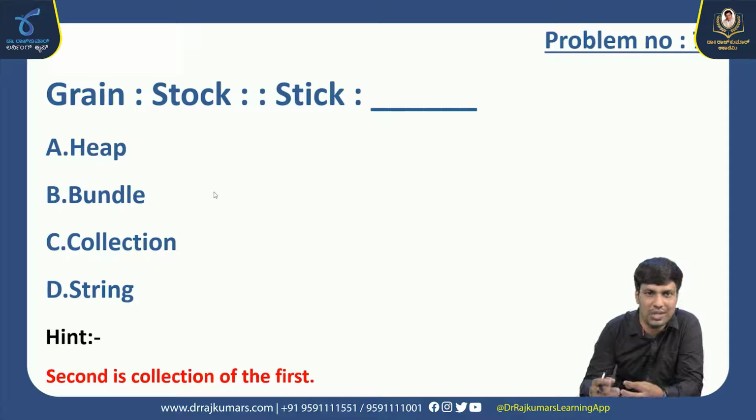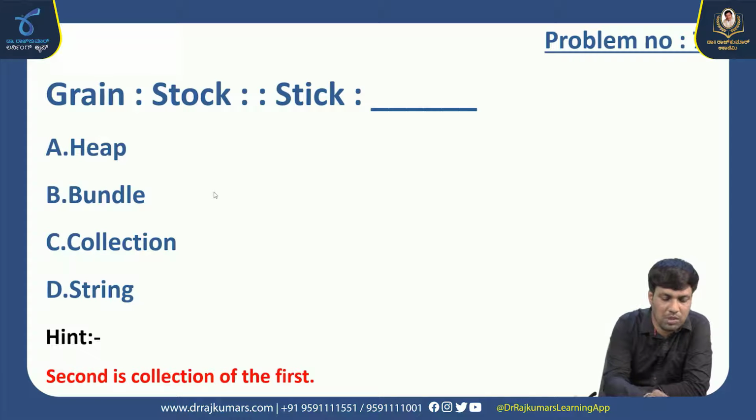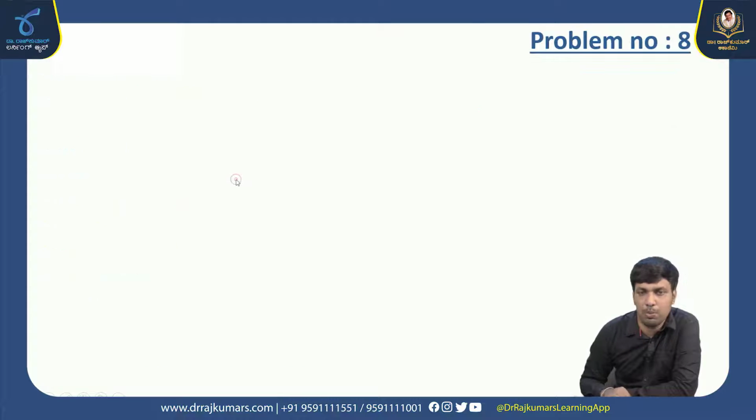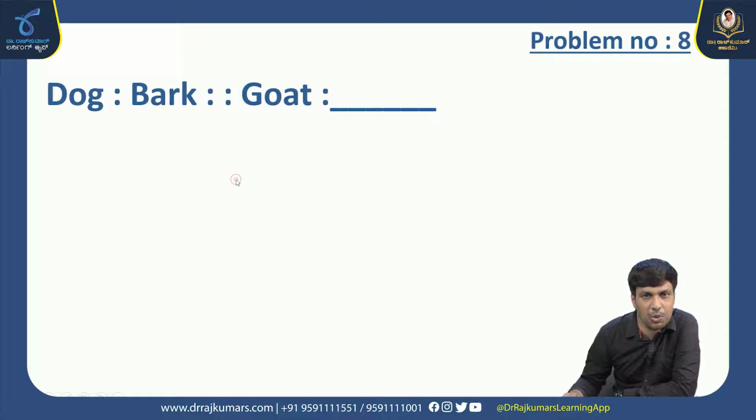We usually see the sticks in a covered condition. That cover will be called a bundle. Okay, so the right option for this question is option B, bundle. Moving on to our next question. Question number 8. Dog relates to bark, whereas goat relates to dash.